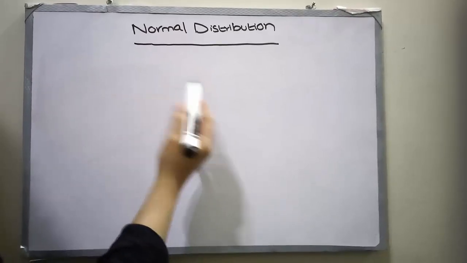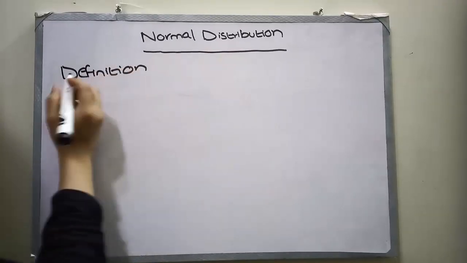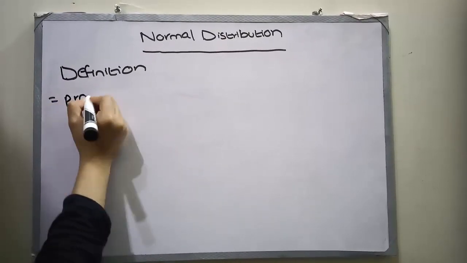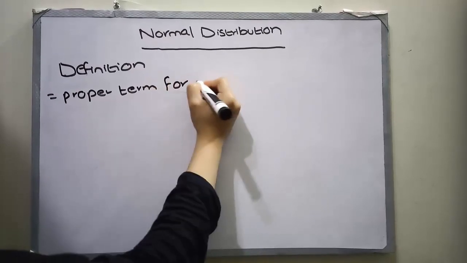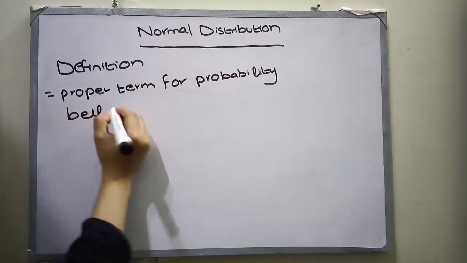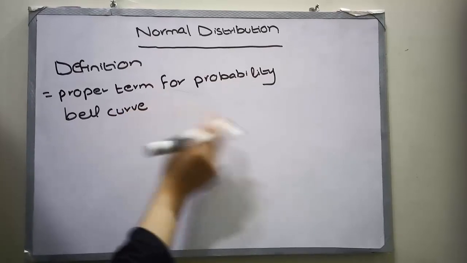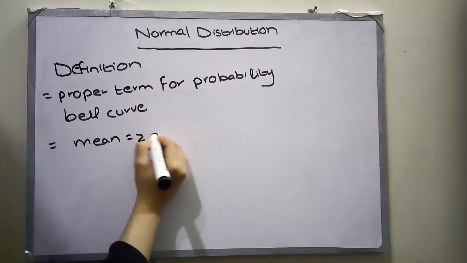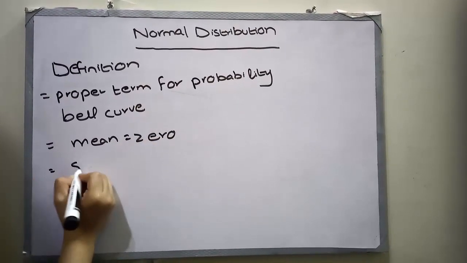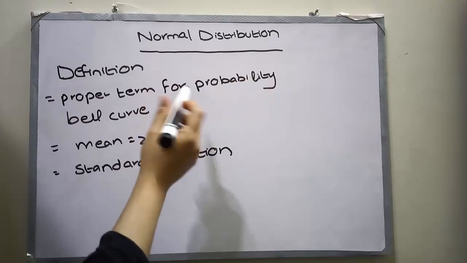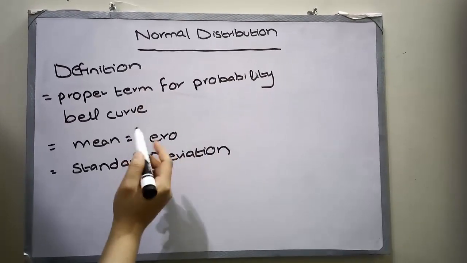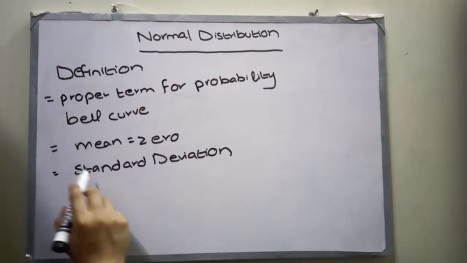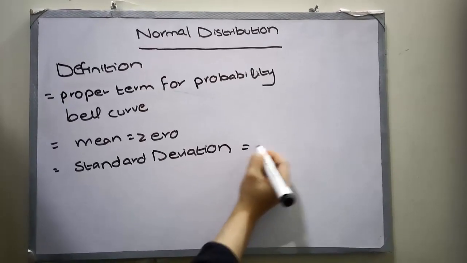So in this lesson we will discuss normal distribution. Normal distribution is basically a proper term for the probability bell curve. In normal distribution, mean is 0 and standard deviation is 1. So in normal distribution, we will have a probability bell curve where the mean, median and mode all lie at the center, and the standard deviation would be equal to 1.